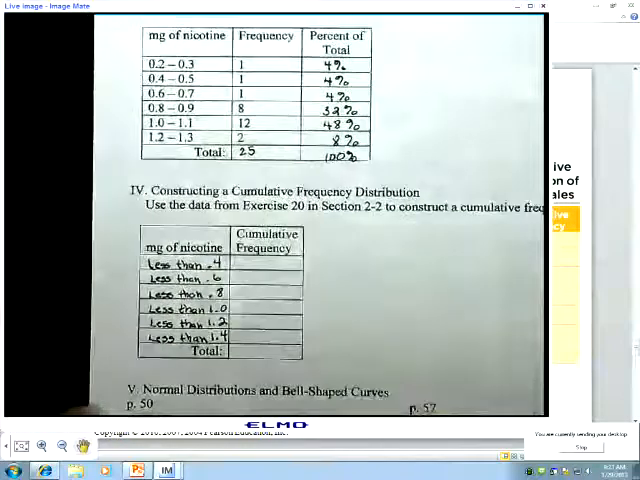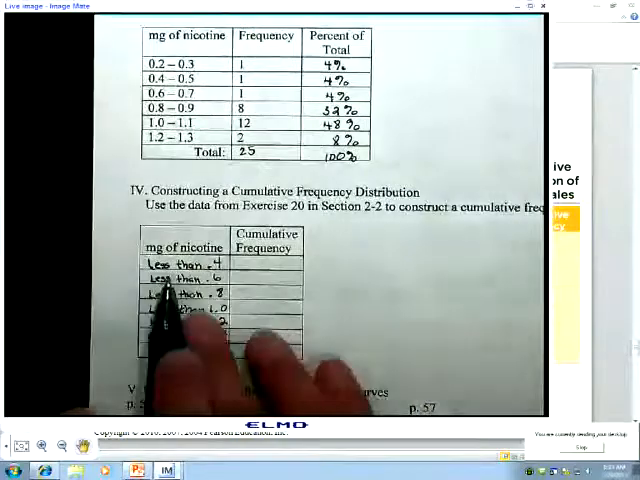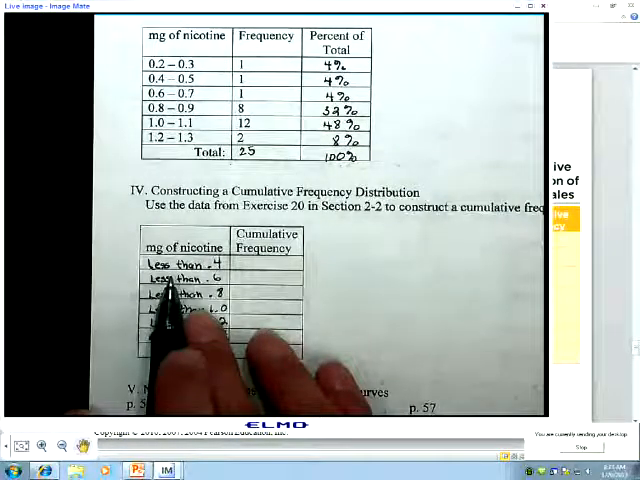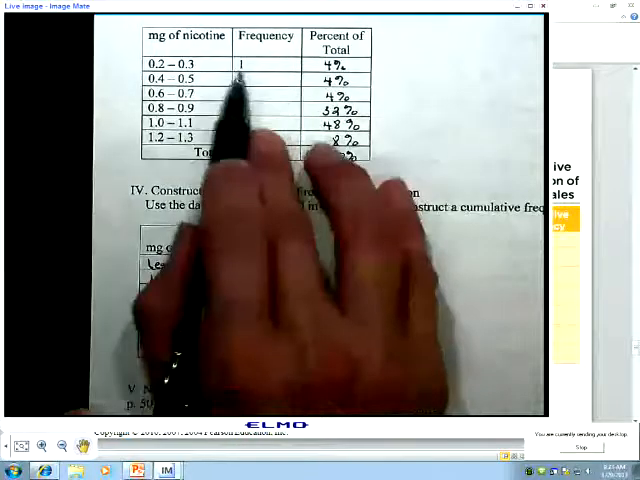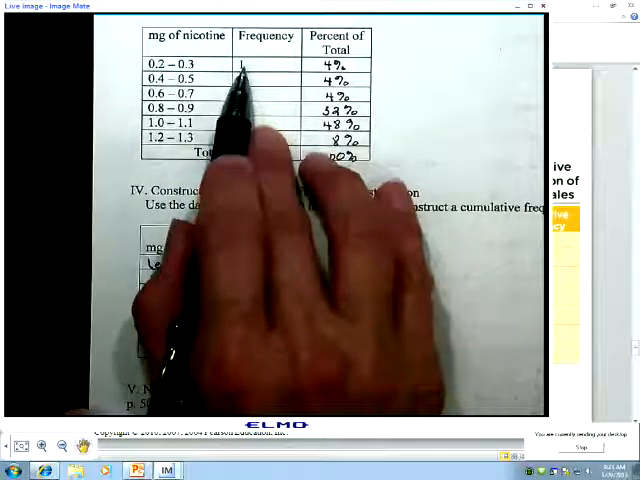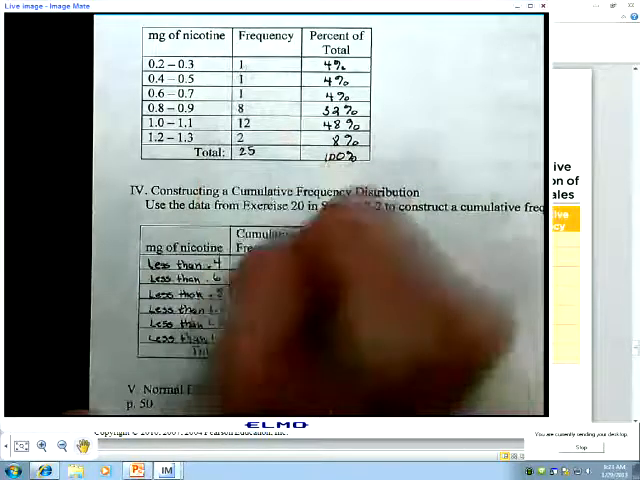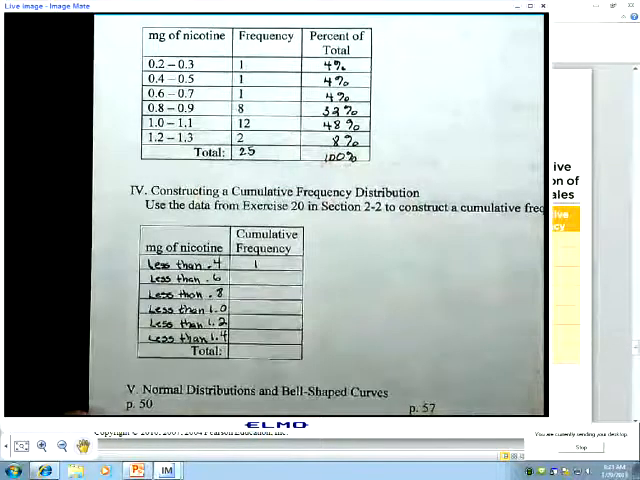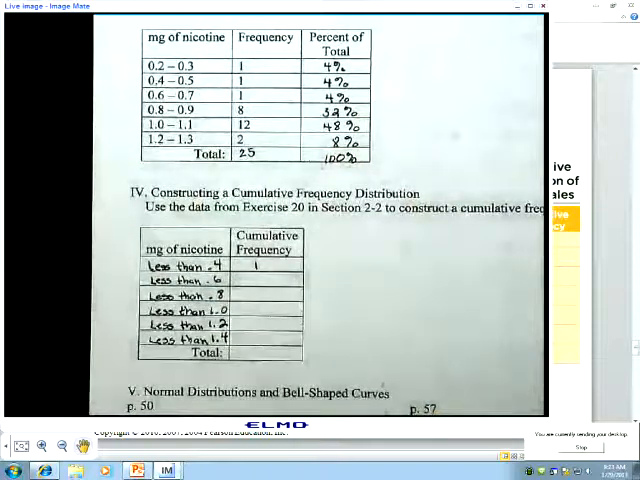How many cigarettes had less than 0.4 milligrams of nicotine? Only this one in the first class. That was the only brand that had less than 0.4 milligrams of nicotine. How many had less than 0.6 milligrams of nicotine? Well, here's 0.6. There are two lower than that.